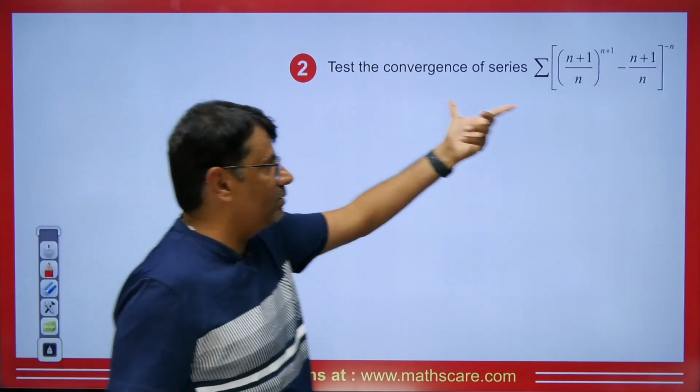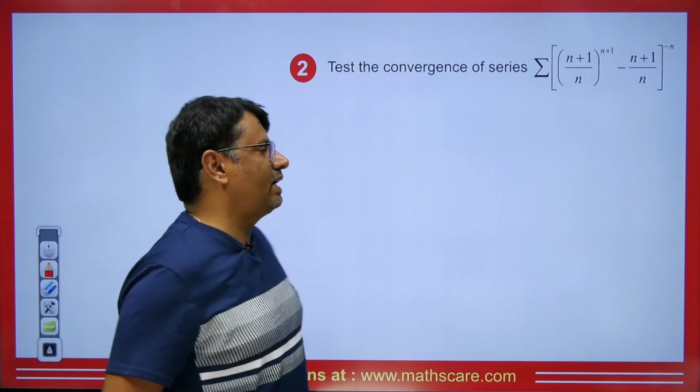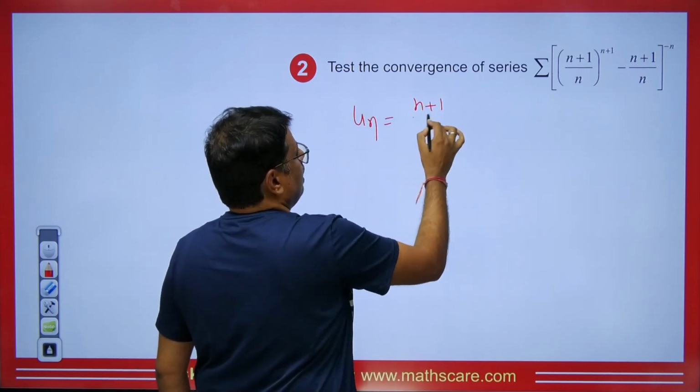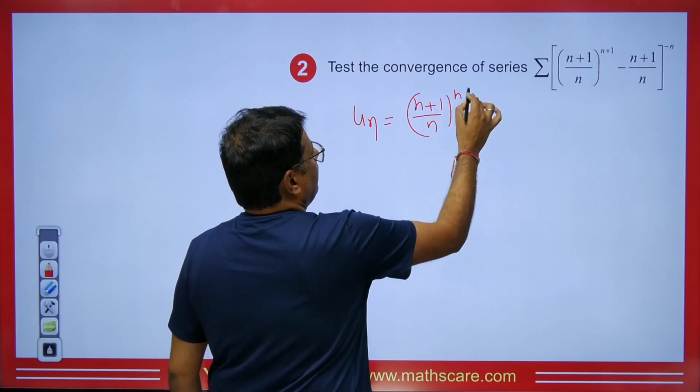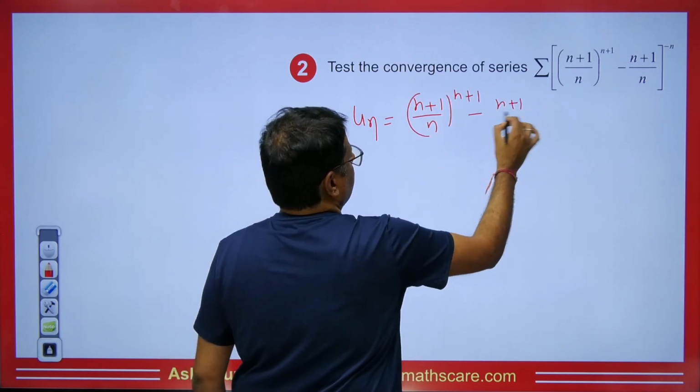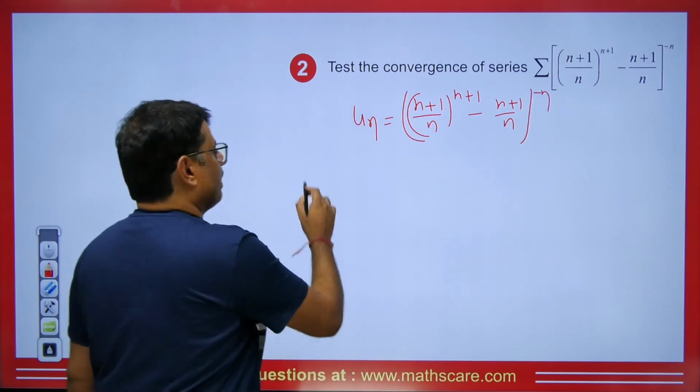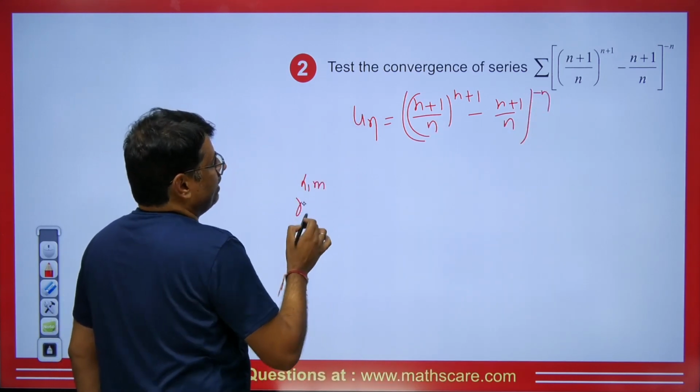It has been given like this, and the nth term is this. It is asking whether this series is convergent or not. Here we have n plus 1 upon n whole to the power n plus 1, minus n plus 1 upon n whole to the power of minus n. This is the value that we got, right? What are we going to do now? In this we will apply the Cauchy root test.